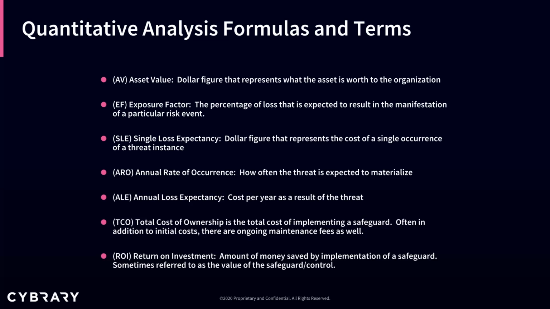Total cost of ownership, TCO, is the cost of implementing a safeguard to include any upfront costs as well as ongoing maintenance costs. Then we have the return on investment, ROI, which is the amount of money you save by implementing the control. It is also referred to as the value of the safeguard or control. Now, it's important to note that the benefit of a safeguard may not always be measured in dollars. Sometimes we implement a control in order to be in compliance with a regulation, and we won't have a dollar amount for that. But the benefit is that we are in compliance.